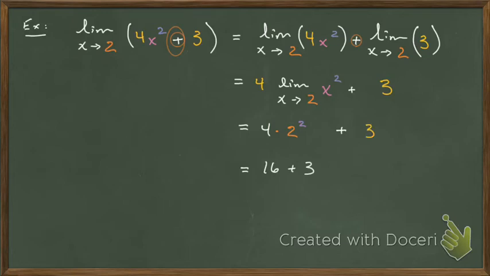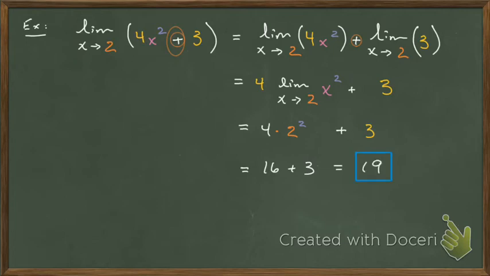Now, I went ahead: 4 times the limit as x goes to 2 of x squared. X to the power n, when I send x to 2, that's the same as taking 2 to that power n. So 2 squared is going to give me a 4, times 4 is 16, plus 3, I just keep carrying down. So the limit here should be 19.